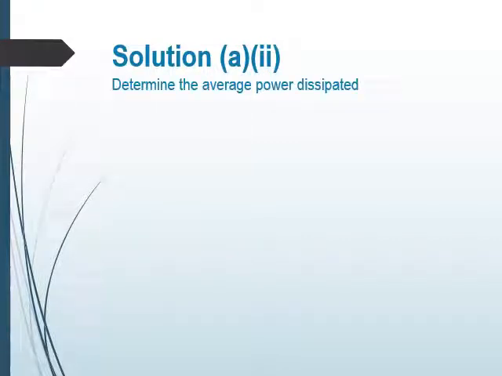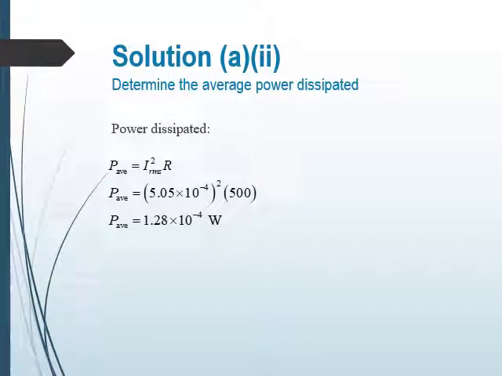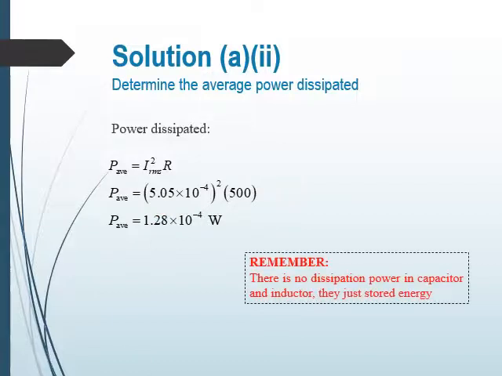Question 2. Determine the average power dissipated in the circuit. So to calculate the power dissipated, let's apply the equation. P average equals I squared R. Substitute the values into the equation and we have 1.28 times 10 to the power of negative 4 watt. Now, why do we just use R in our equation but not Z? Because there's no power dissipation in the capacitor and inductor. Both the capacitor and inductor just store energy.